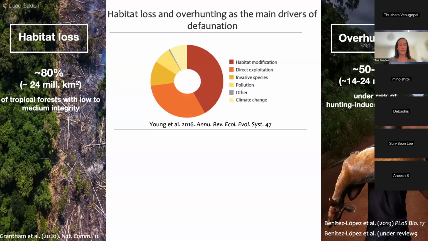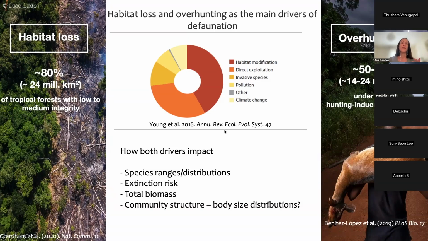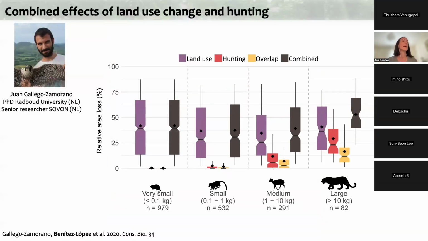So how do we mix these two drivers and try to quantify the implications for species ranges and distributions, for extinction risk, for total biomass, and also for community structure? I'm going to present some work we have done in the past years with some collaborators. The first one is with Juan Gallego Zamorano. We did this work some years ago when I was still working in the Netherlands. Here we combine the impacts of land use change, hunting, and the overlap of both, and what this means for species range area loss.